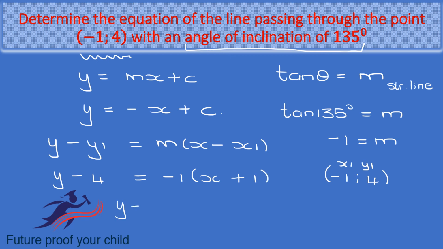Then y minus 4, distribute the negative 1 into the bracket, so it's negative x. And then minus 1 times 1 is negative 1. So y equals negative x minus 1 plus 4 is positive 3. So therefore y equals negative x plus 3.